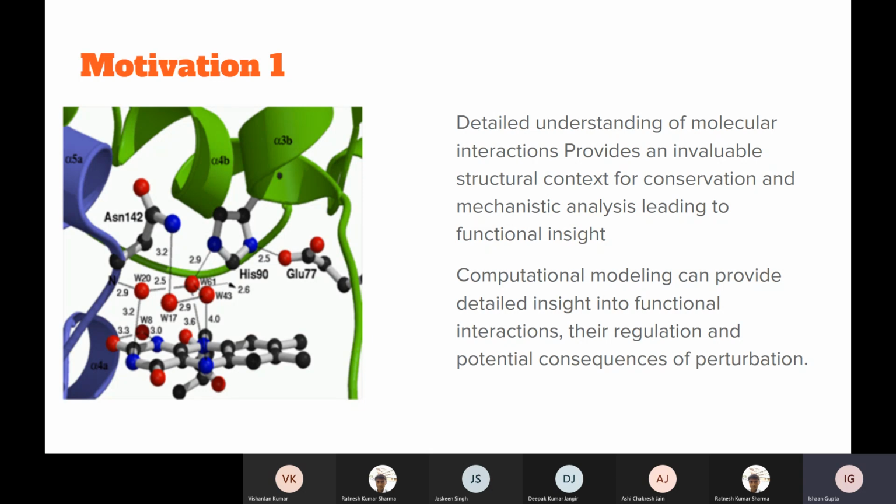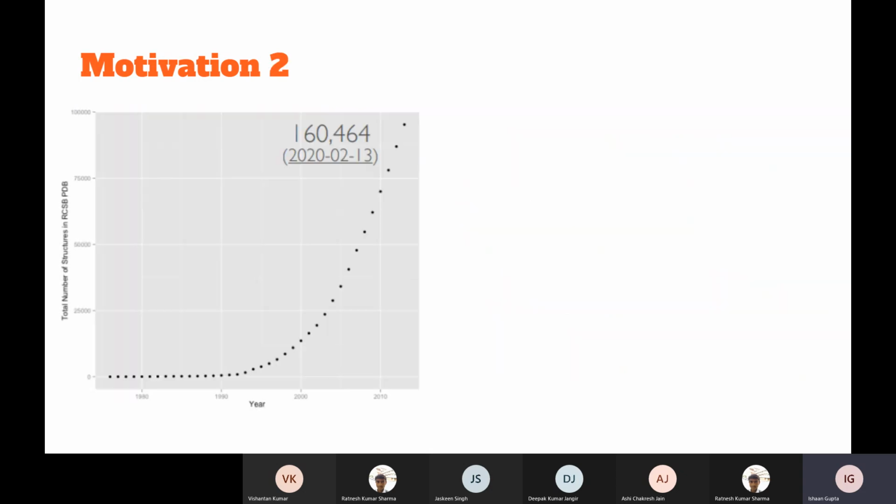The other thing is computational modeling of these functional interactions. Whenever you have conserved amino acids interacting with each other, this gives rise to some kind of functional interaction, because this is important for the function of the protein. That's why it's conserved, right? These functional interactions can help you understand what exactly the protein might be doing and how it could be regulated, or what will happen if there are certain mutations in these conserved locations.